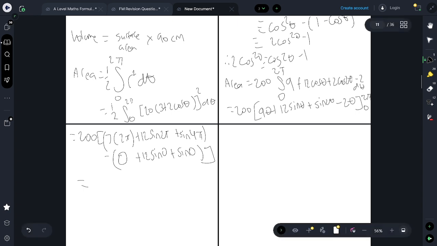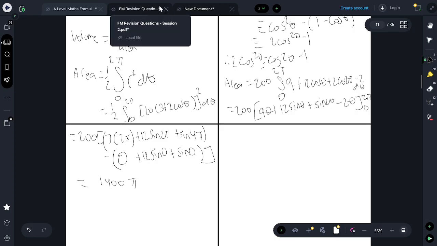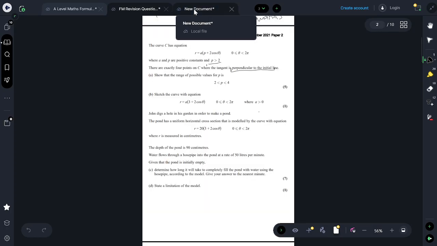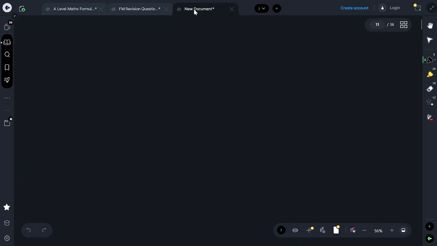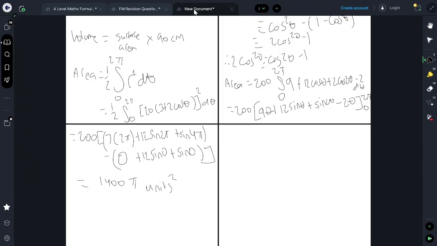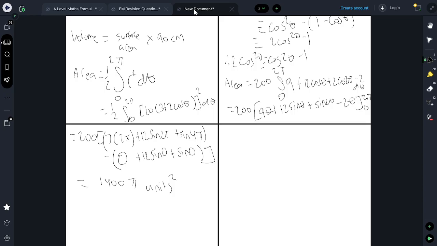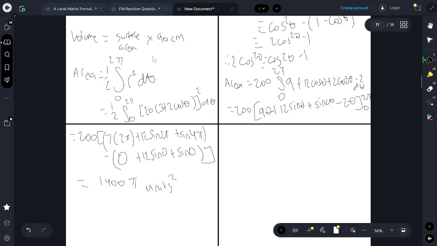And you get this. So apparently you get 1400 pi. So that is our area, right? And that would just be units. We don't have a unit for this, so it could be units squared because it's area. Okay. So that's the area.